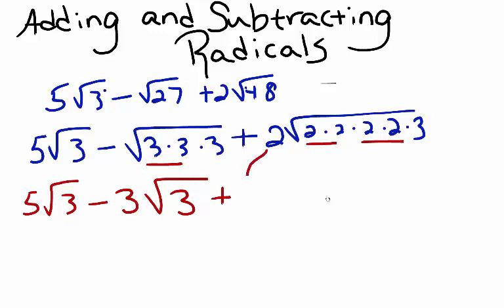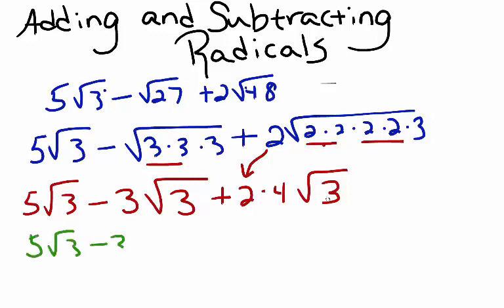Plus, now I have a 2 on the outside, and then I have 2 times 2 and 2 times 2 again. Well, multiplying all of those together gives us 16, and the square root of 16 is 4. So we bring that out in front of the radical, and it's going to multiply with the 2 that was already out front. So if we clean this up a little bit more, we have 5 square root of 3 minus 3 square root of 3 plus 8 square root of 3.